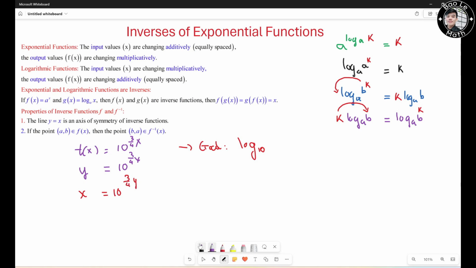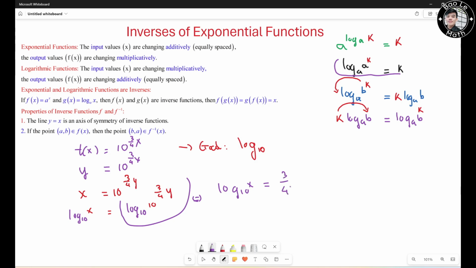Now I see the base 10 here, and I need to take log base 10 on both sides. So I have log base 10 and log base 10. Now I need to rewrite everything. So this is s, and this is 10 to the 3 over 4y. For this one, I need to apply the formula. So it turns out to be log base 10 of s equals 3 over 4y.